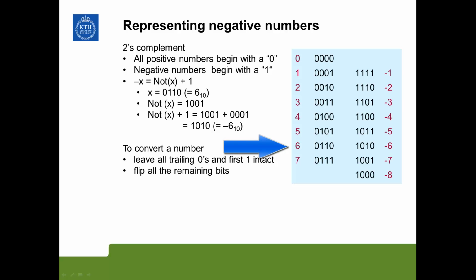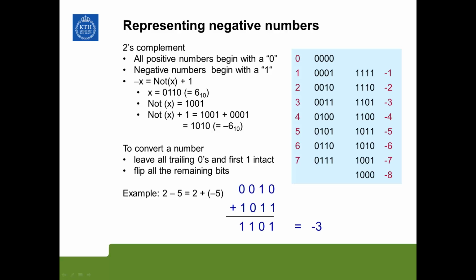And with this convention of representing negative numbers, subtraction works very easily. 2 minus 5 is simply 2 plus minus 5. This is 2. This is minus 5, as you have it here. And then you do bitwise addition with carry. So 0 plus 1 is 1. 1 plus 1 is 0, carry 1. 1 plus 0 plus 0 is 1. And 0 plus 1 is 1. So this is 1, 1, 0, 1. And that corresponds to minus 3, which is a result that we would have expected.